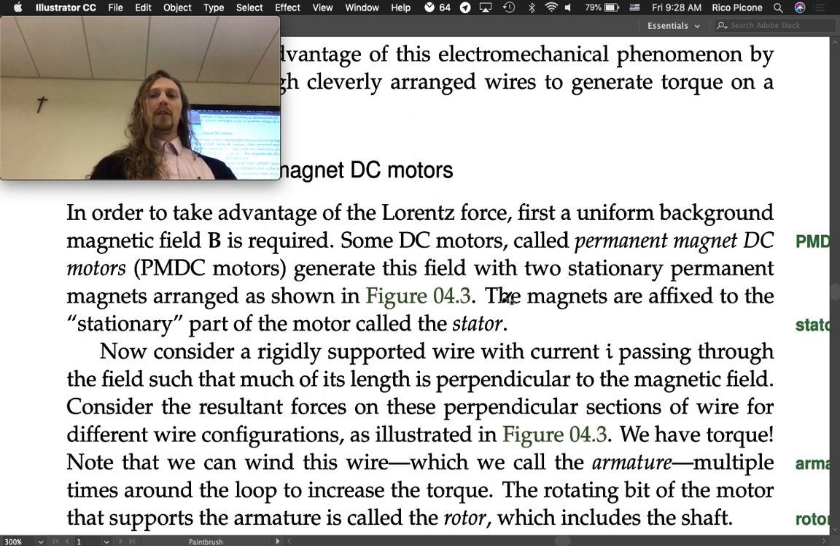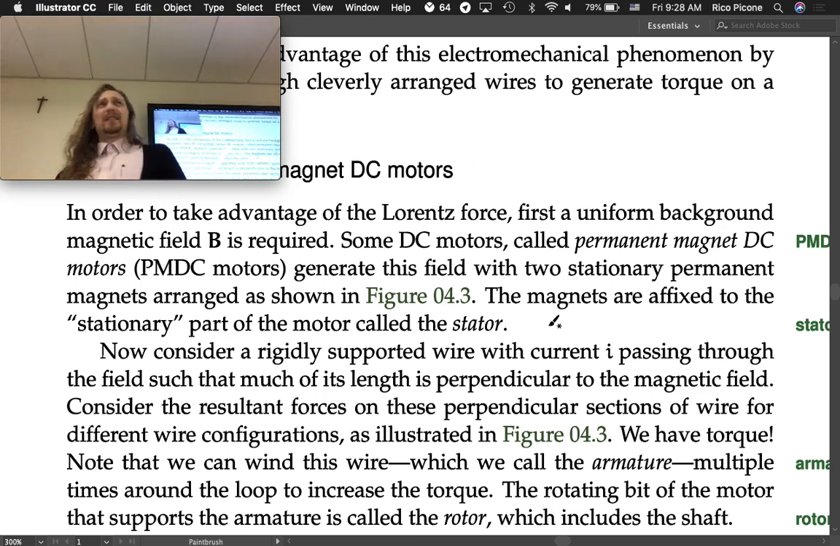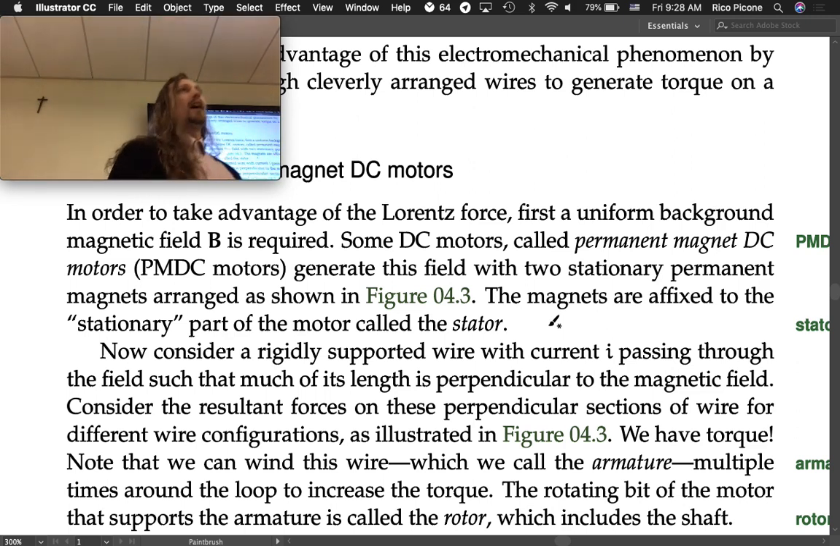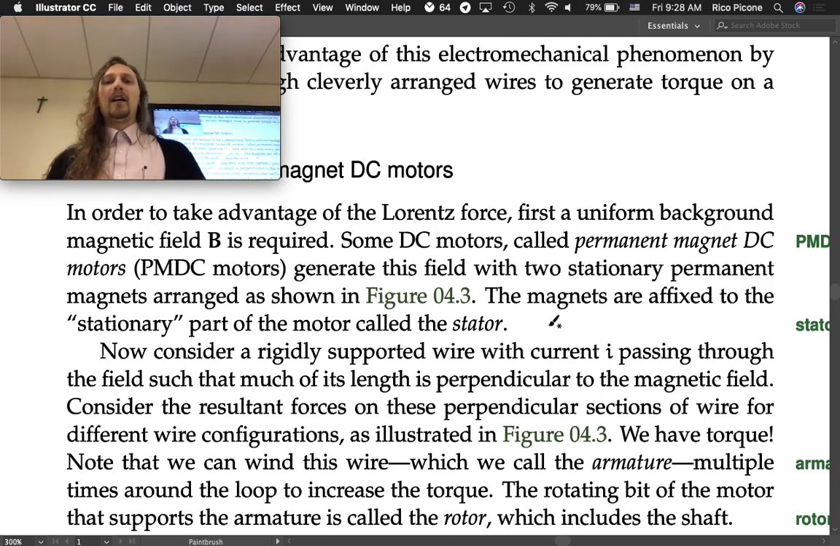Okay, so the magnets are affixed to a stationary part of the motor called the stator. So stationary in the sense that oftentimes our motor is going to be connected to something that is moving, but it's the chassis, right? It's something that is relatively stationary. And we call that part of the motor the stator, okay?